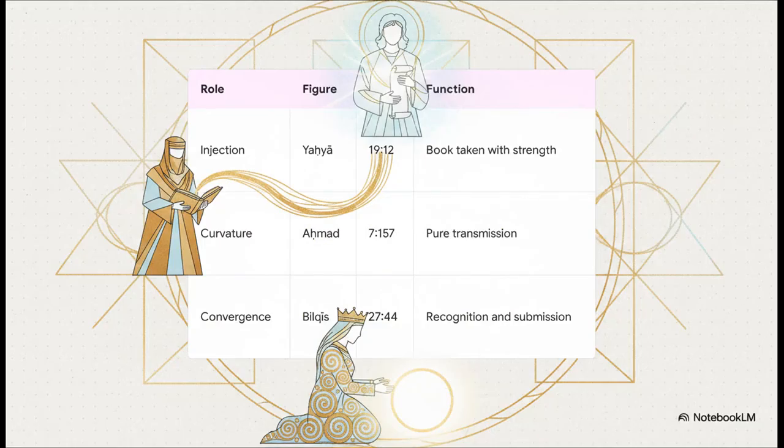And this slide, wow, it actually maps this whole cosmic process onto specific figures. It shows what it calls a lawful triad. First, you have Yaḥyā, who represents the injection, that function of taking the book with strength. Then you have Ahmed, who represents curvature, the pure transmission of that code, bending reality towards it. And finally, Bilqis represents convergence, that moment when reality itself recognizes the authority of the message and just submits. It's a chain of command, a systematic process for turning the book's instructions directly into physical reality.